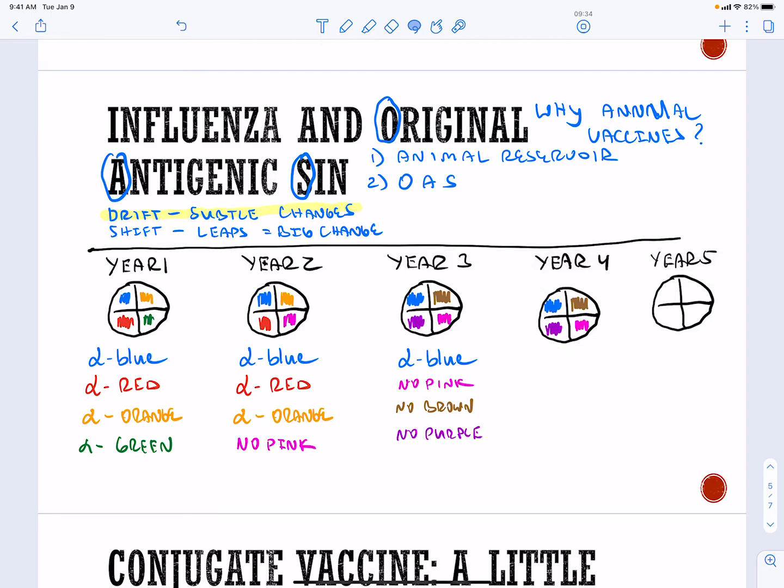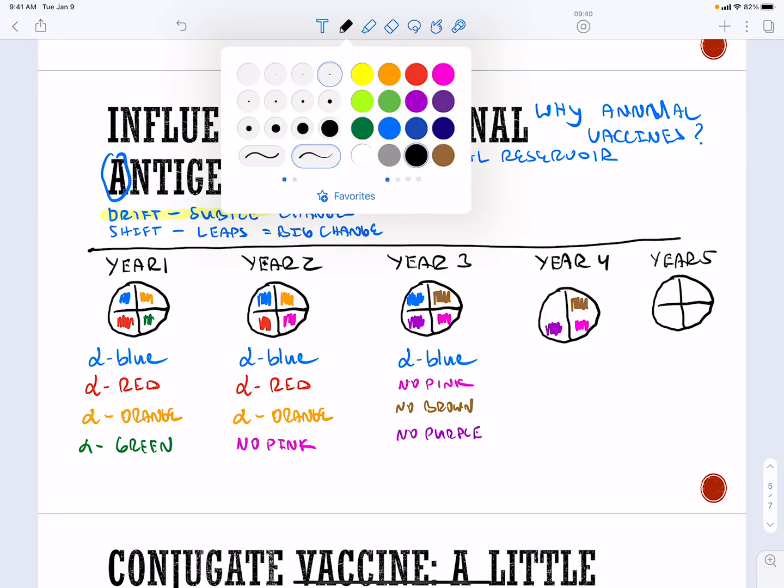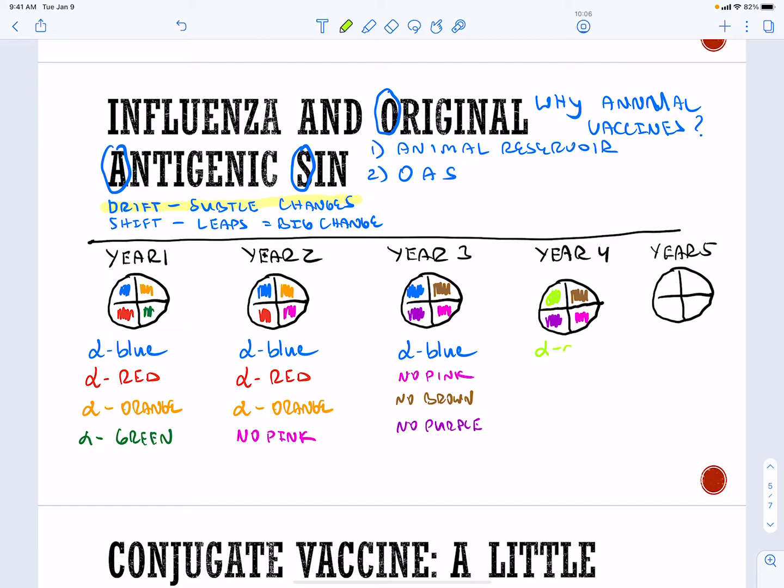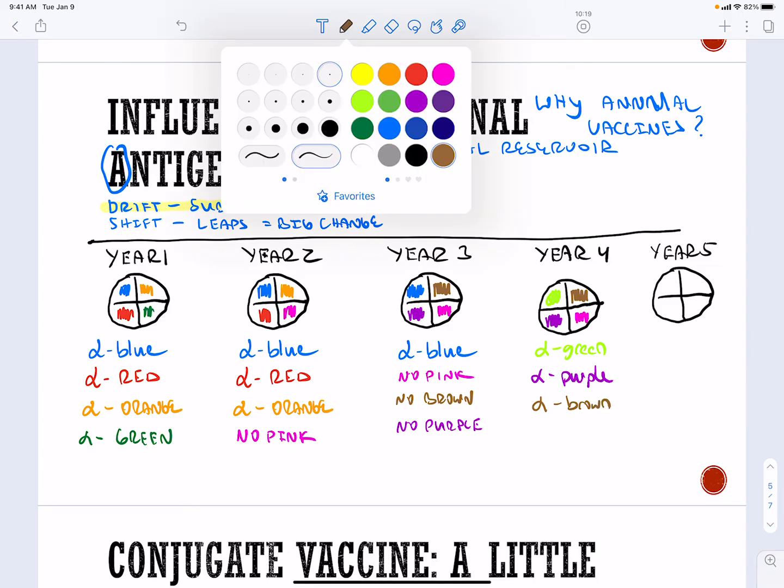Right, so in the 4th year, we are going to get rid of this blue guy. And now this time you have again your pink, your brown, fluorescent green. And now you lost all the original ones. The blue, the red, the orange, and the green are no longer by year 4 part of this virus that's circulating. So now you're going to have to make anti-green, anti-purple. You're back at square one. Anti-brown and anti-pink.